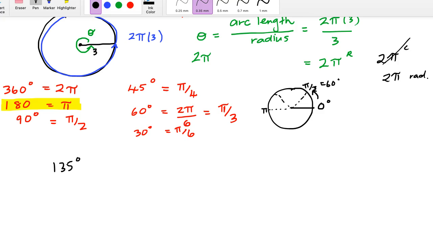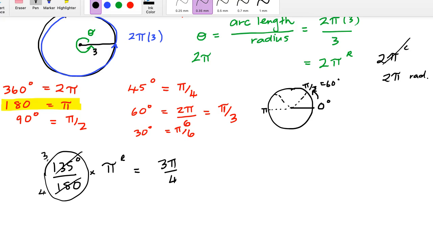So we've got that out of 180 degrees, and we want to find what it is in terms of pi radians. So we want this fraction, 135 out of 180, lots of pi. We can see that there's a common factor here of 45. 45 goes into 135 three times, and 45 goes into 180 four times. So we would have 3 pi on 4.